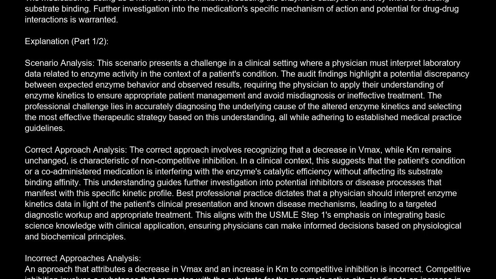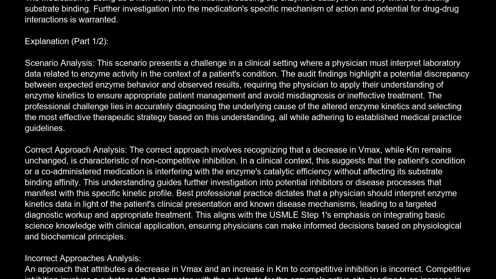The correct answer is C. The medication is acting as a non-competitive inhibitor, reducing the enzyme's catalytic efficiency without affecting substrate binding. Further investigation into the medication's specific mechanism of action and potential for drug-drug interactions is warranted.